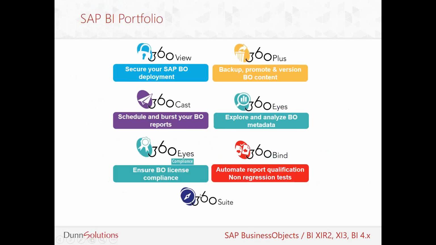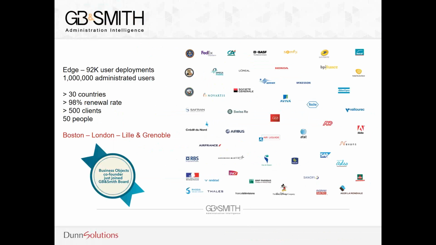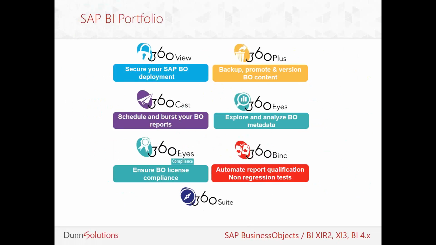Our flagship product is 360 Suite, and it's comprised of 6 modules. We're going to go over those really quickly. So we're going to be talking about 360 Bind today in great detail. So let's just go through the others very, very quickly.